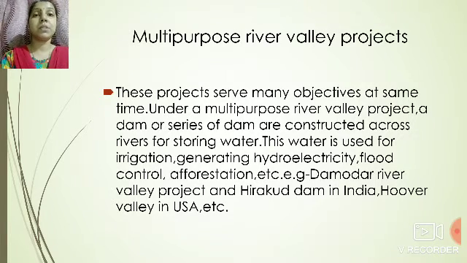Then we have the multi-purpose river valley projects. These projects serve many purposes at the same time. Under a multi-purpose river valley project, a dam or series of dams are constructed across rivers for storing the water. This water is further used for navigation, for afforestation, for generating hydroelectricity, flood control, etc. Examples of multi-purpose river valley projects are Damodar Valley Project, Hirakud Dam in India, and Hoover Dam in USA.